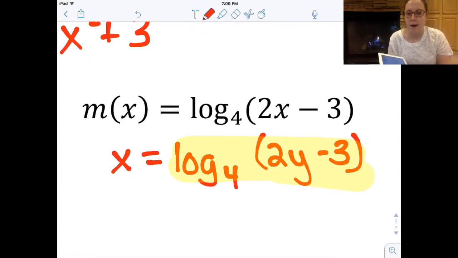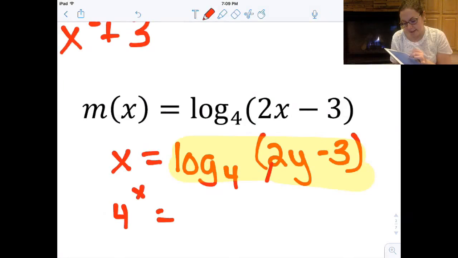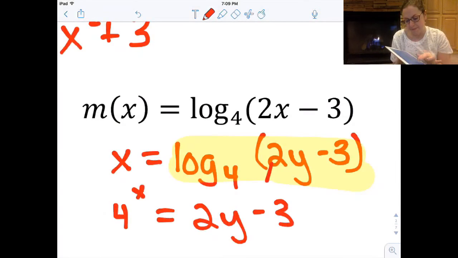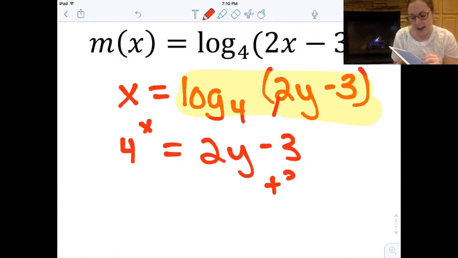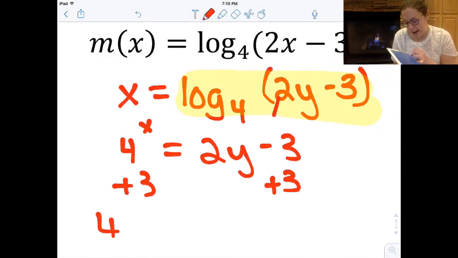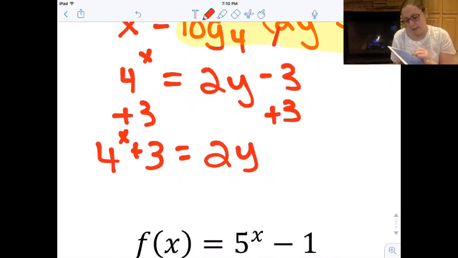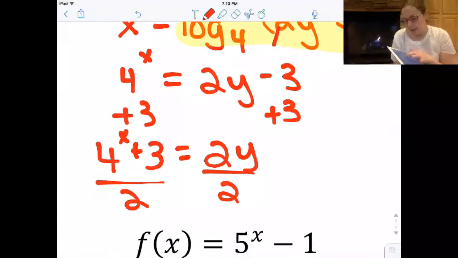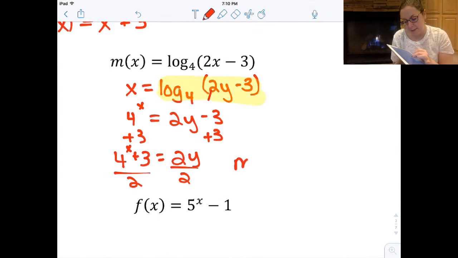I'm going to add 3 to both sides. So 4 to the x plus 3 equals 2y. Divide both sides by 2. And this was m, so it's going to be m inverse of x equals 4 to the x plus 3 over 2. Or you could write this as 4 to the x over 2 plus 3 over 2.